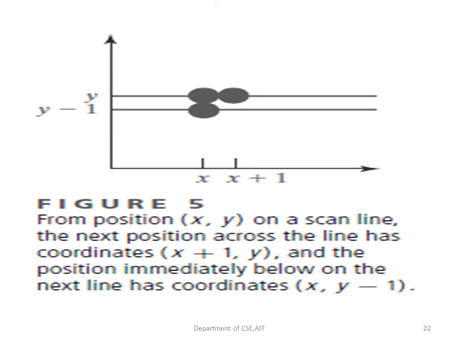So the illustration of the two scan lines with respect to their pixel positions is given here. If I have one scan line at position y, one more scan line at y minus 1, and a point xy, we can make out what the neighbors are. If I know the neighbors, then it will be easy for me to find the depth. That is why I am going to make use of this figure over here.